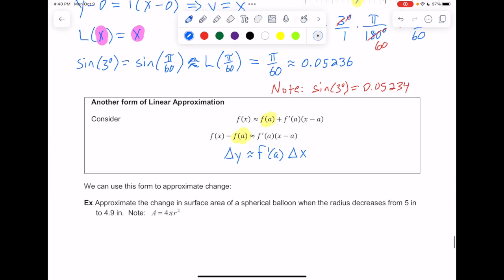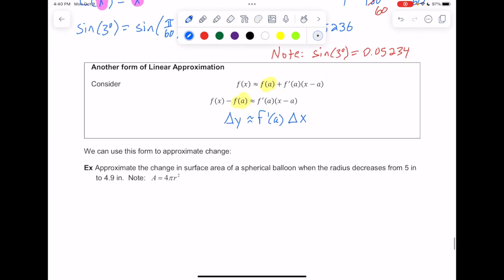So let's see an application of that. Approximate the change in surface area of a spherical balloon when the radius decreases from 5 inches to 4.9 inches. And note surface area for a sphere is A equals 4 times pi r squared. All right, so what we want to do is take that part up there in blue and translate it into this problem. So the change in y is the output variable, so that would become change in A.